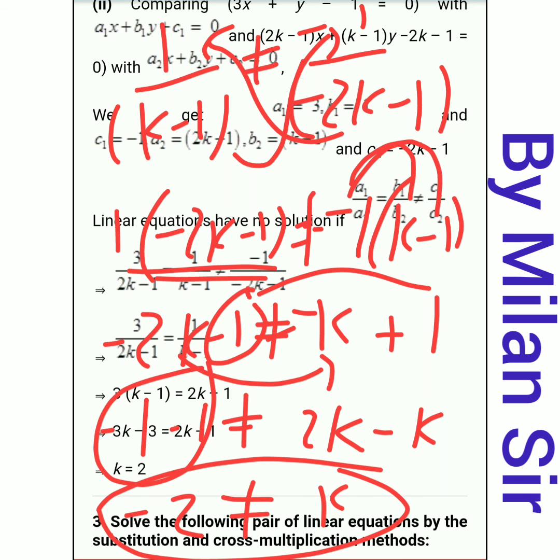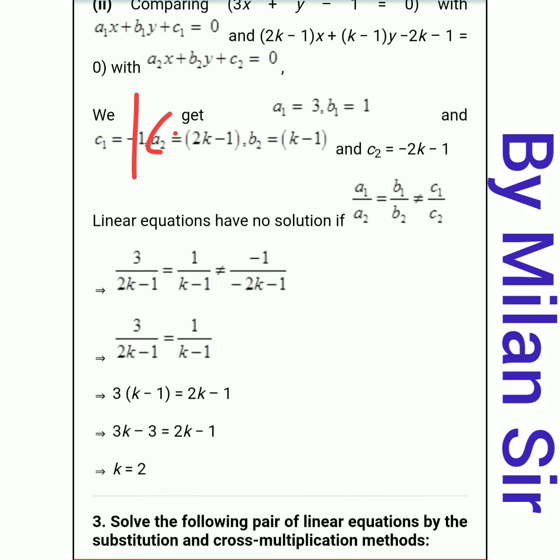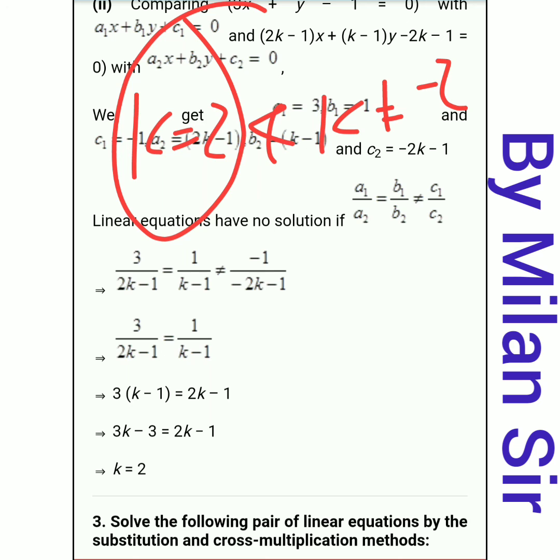So two things we get here. k is equals to 2 and k is not equals to minus 2. So final answer is k is equals to 2. Okay. Final answer is k is equals to 2.